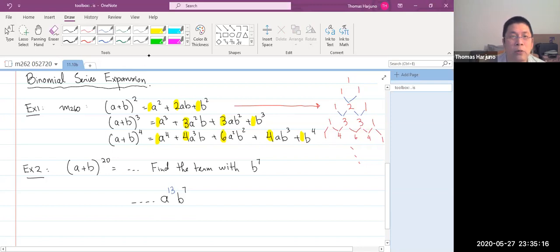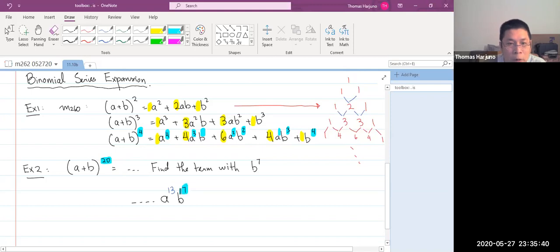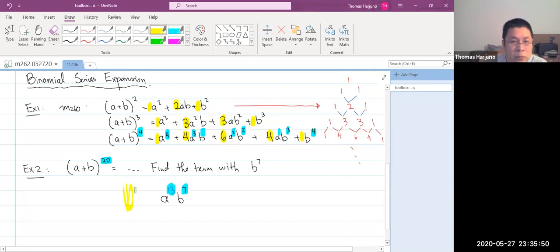For example, in this degree 4 expansion, notice that for every term, the total exponent is 4. Again, that's from pre-calculus. Likewise here, because this is to the power of 20, if b is to the power of 7, then a must be to the power of 13. Now, the problem is, what is the coefficient?